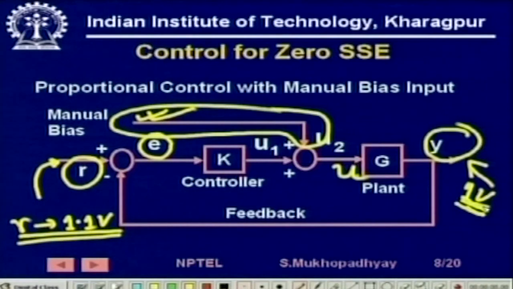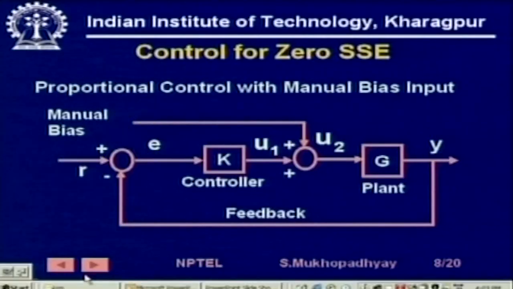The main problem is that who is going to give this input? How do we know by how much? For example, if we give 1.1 volt for 1 volt, how do we know, let us say, if we want an output of 3 volts, what output we have to give? By how much? So, naturally, it should not require manual manipulation. It should be done automatically, right? So, that brings us to the question that how can we automatically generate this bias input without any manual intervention?